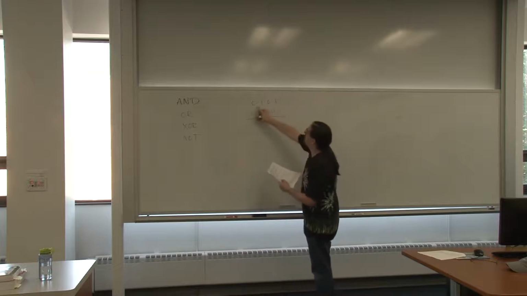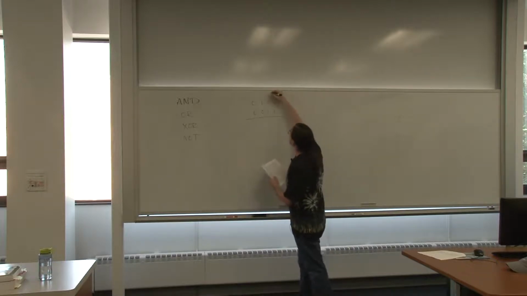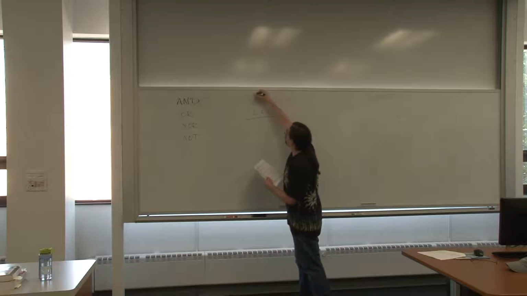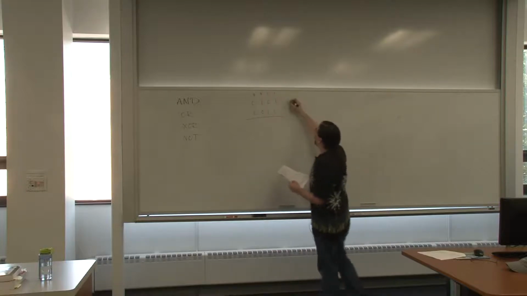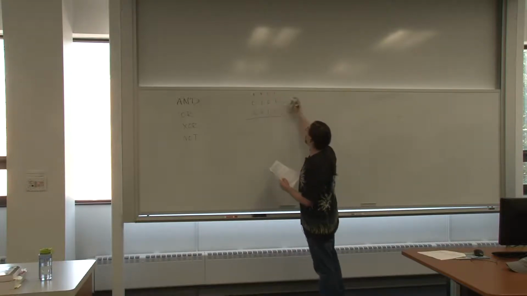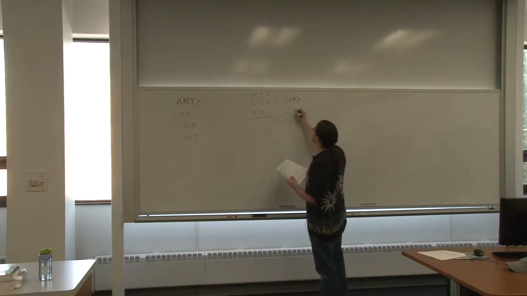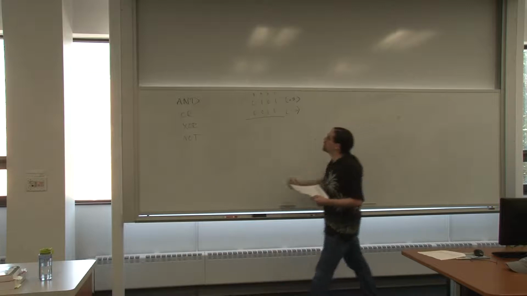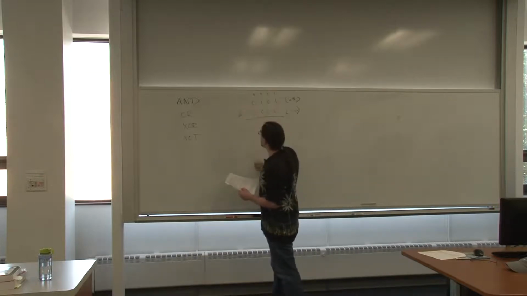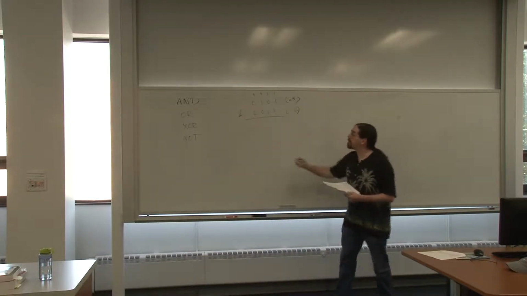So this is 0, 1, 0, 1. Our place values here are 1, 2, 4, and 8. So this is 4 plus 1. This is decimal 5. This is 1 plus 2. This is decimal 3. The AND is usually notated by an ampersand.